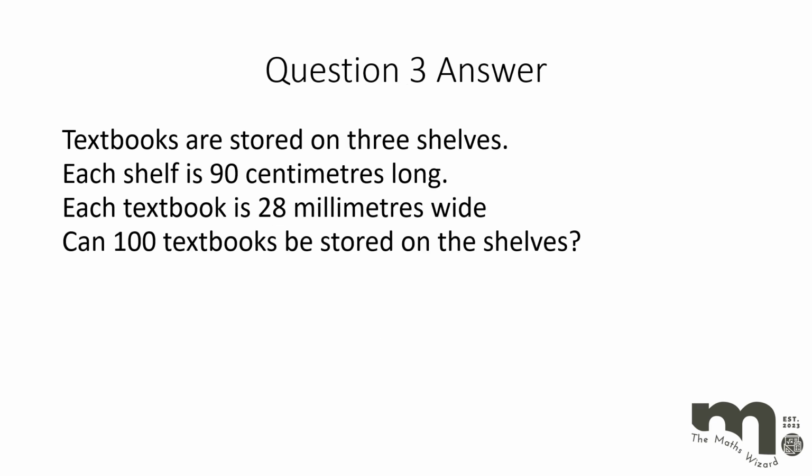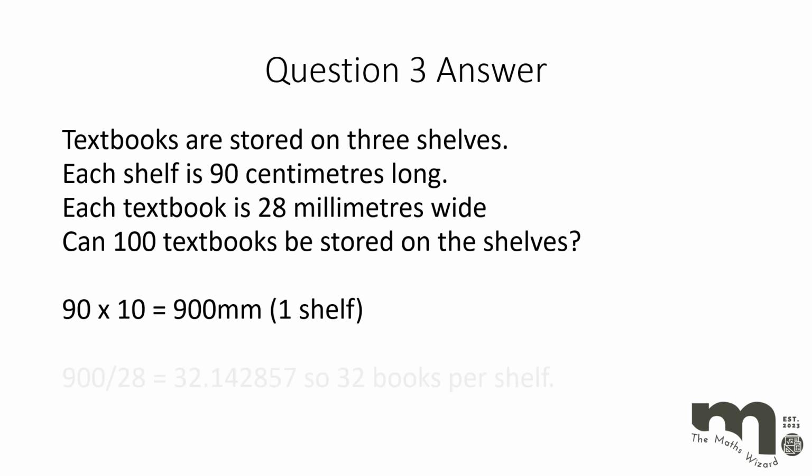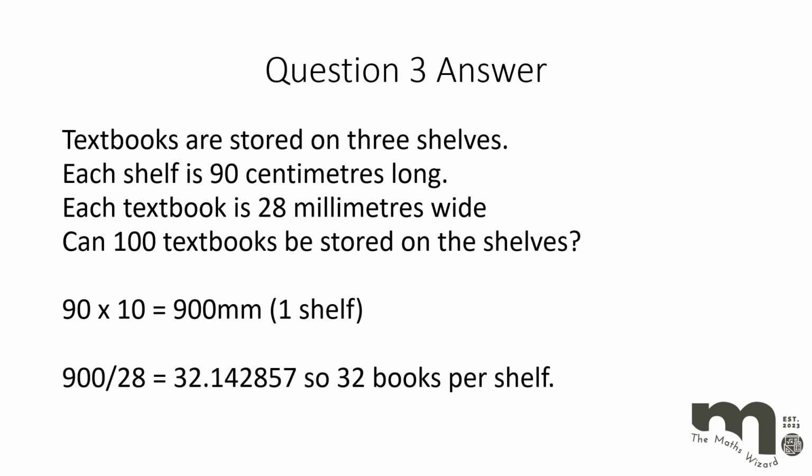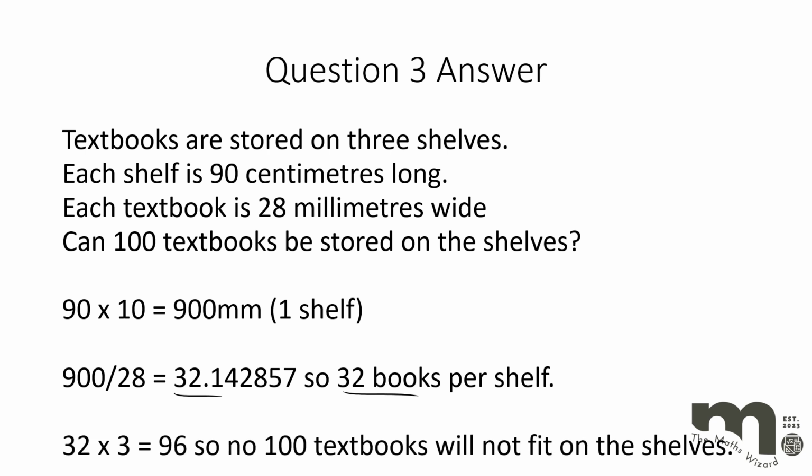Let's take a little look at the answers to this then. So if we do 90 times 10, so 90 centimetres is the same as 900 millimetres, so that's one shelf. Well, 900 divided by 28 tells us that we would get 32.142857 books on the shelf. Obviously, we can only have books as whole numbers, so we would only fit 32 books on each shelf. So the answer would be no, and that's because if we do 32 times 3, remember we've got 3 shelves, we would only fit 96 books on there.